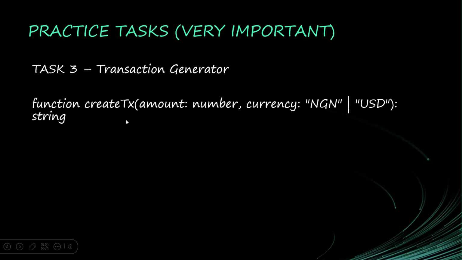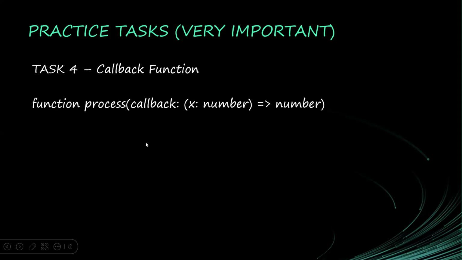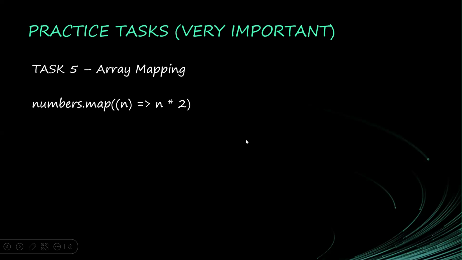You can also create this function. It takes amount and currency, and then it should return a string. So it means that this function is creating a transaction. It's going to return a string, whatever implementation you would want to do. Then callback functions too. Write a function, implement this function, and also call it using a callback function that actually satisfies this signature. Array mapping: try and also do this yourself.